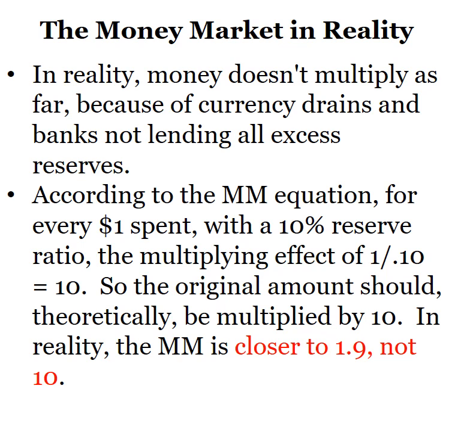So, according to the money multiplier equation, for every $1 spent with a 10% reserve requirement, the multiplying effect should be 1 divided by 0.1, which is 10. So theoretically, the maximum multiplier effect should be 10. But in reality, the money multiplier is more like 1.9, because a lot of people don't deposit all their money back into the bank.